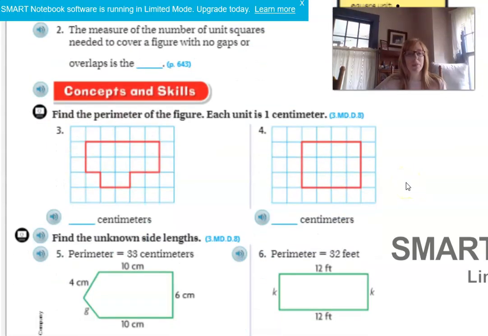It says find the perimeter of the figure. Each unit is 1 centimeter. So you're going to measure from here to here. Oh, that's a terrible line, I apologize. There. All right, so you're going to measure from here to here. So that's going to be 1, 2, 3, 4, 5. So you're going to write a number 5.